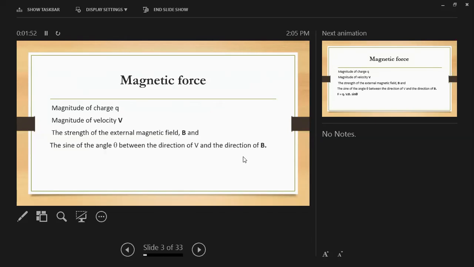In order to find the magnetic force for a charge, and this is for a charge, don't confuse it, you are going to use this formula: the magnitude of charge times velocity of the charge times magnetic field. If there is an angle between the velocity and the magnetic field, we put that there as sine theta.